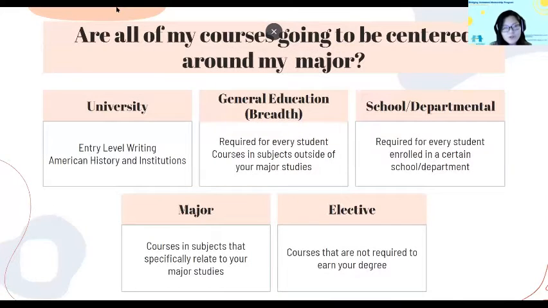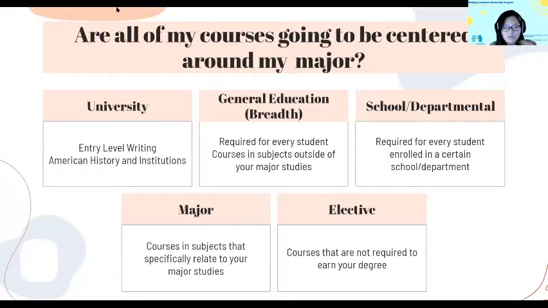So now I'm going to be answering the question, are all of my courses going to be centered around my major? And the short answer is no. The way that you're typically going to decide which courses you want to take is you're going to choose between 5 different categories of courses.